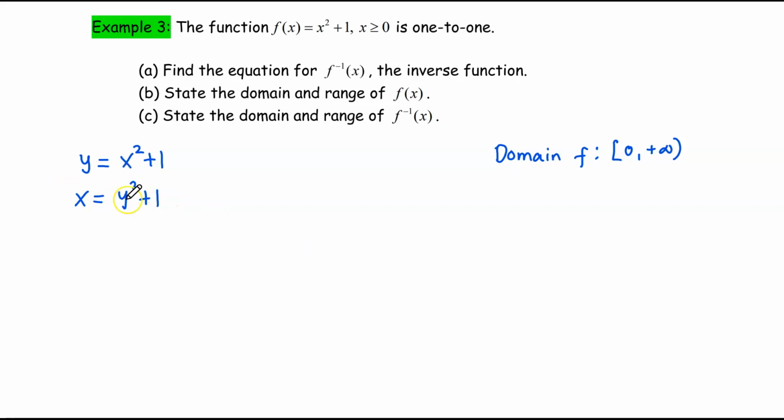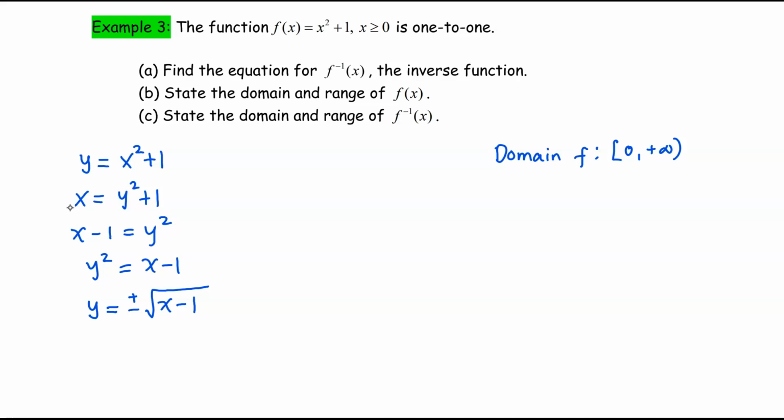Next is to solve for y. From the equation here, you solve for y. So you do that by transposing 1 to the other side of the equation. So you have x minus 1 equal to y squared. Or you could write this as y squared equal to x minus 1. Then y is equal to plus or minus the square root of x minus 1.